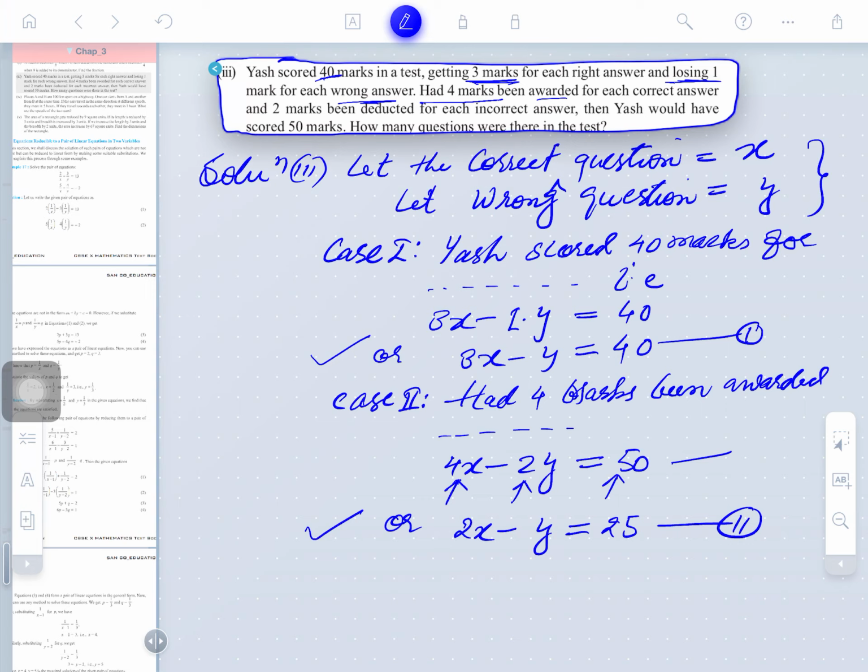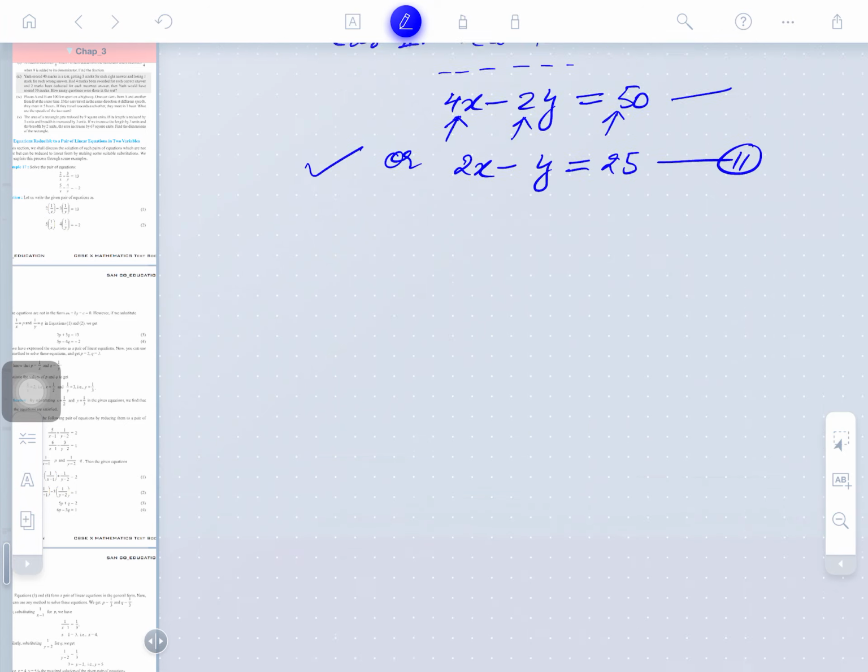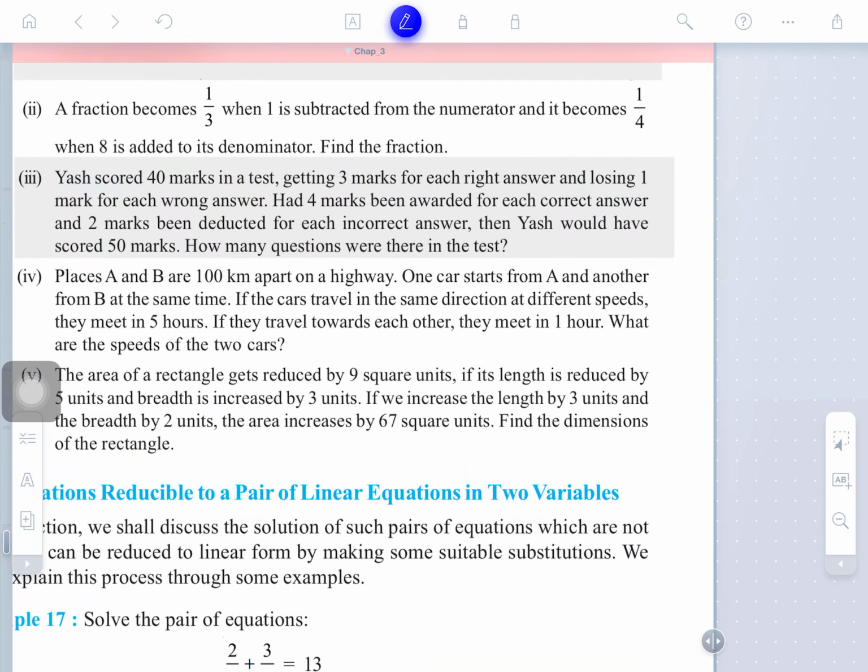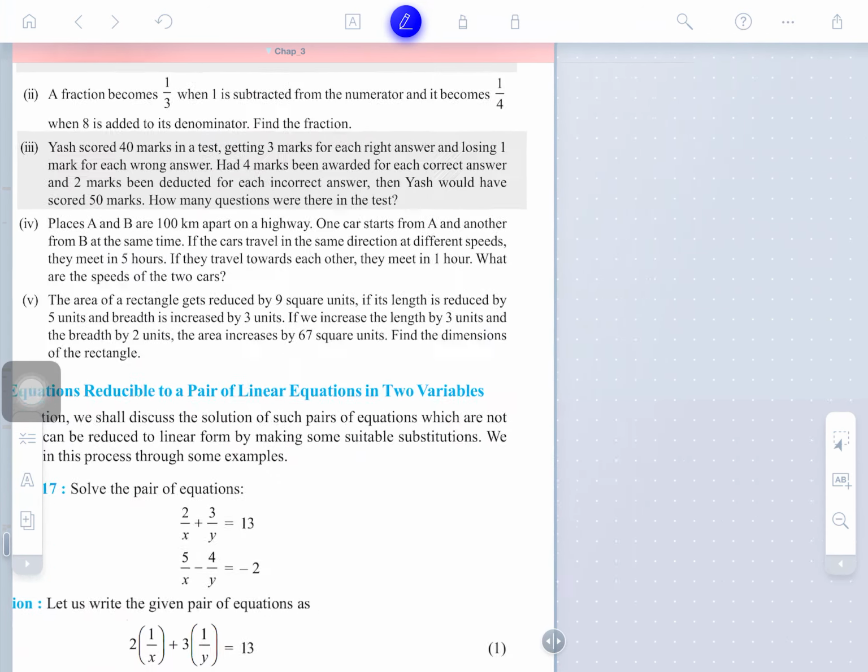If you subtract the second equation from the first, then y will be eliminated. 3x minus 2x is 40 minus 25. How much is this? 15. So x is 15. Can you solve this or not? Yes, any method you can employ here to solve. Is that clear, guys? Now see the next. What is the next question saying here?